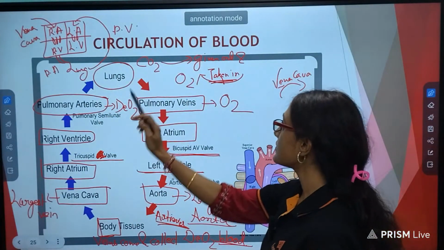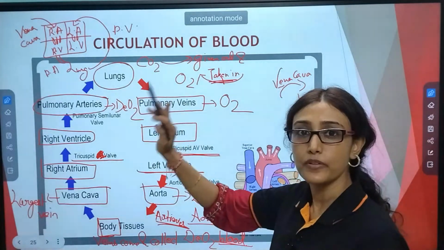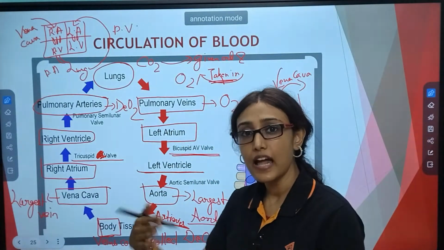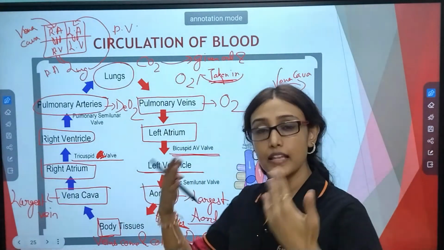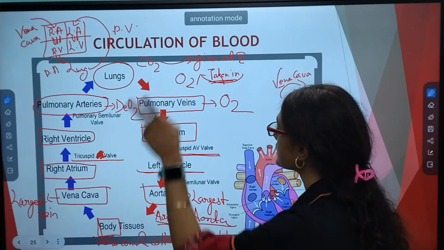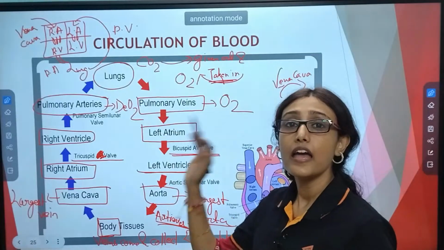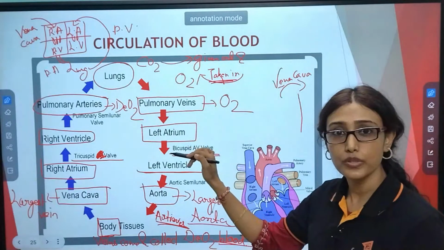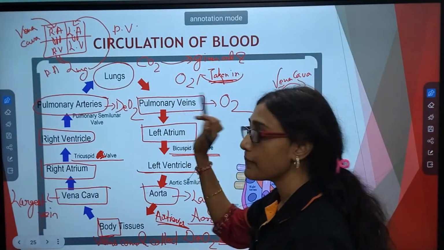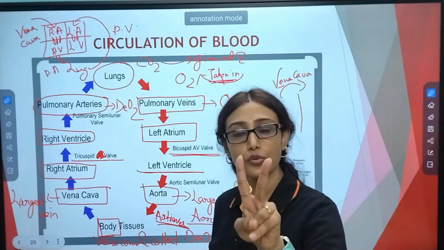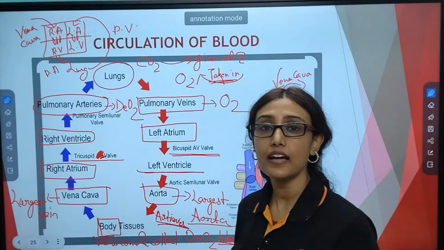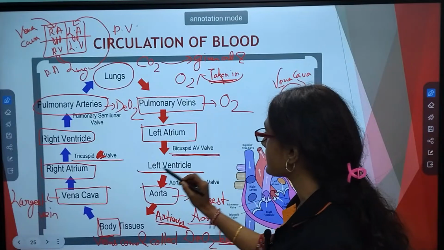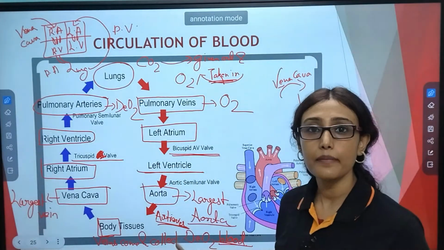Why to the lungs? So that the gaseous exchange takes place between the lungs and the environment. You give out the carbon dioxide and inhale the oxygen. Now the oxygenated blood is again carried by the exceptional vein, which is the pulmonary vein. Then it goes to the left atrium. Now there are only two roads by which the blood can pass, that is the bicuspid valve or mitral valve. By that it comes to the left ventricle.